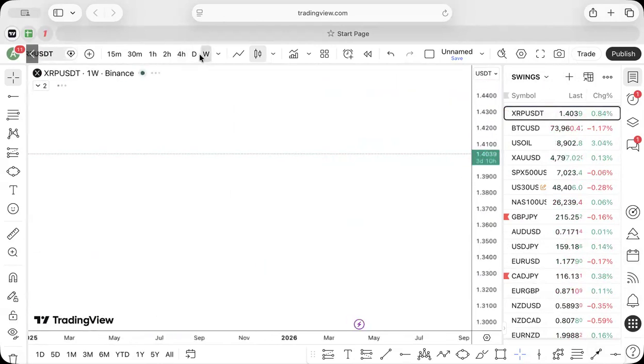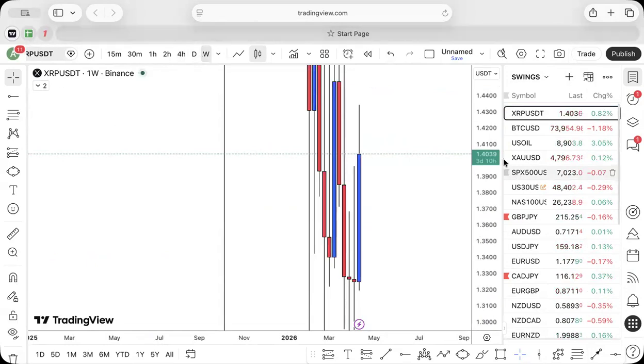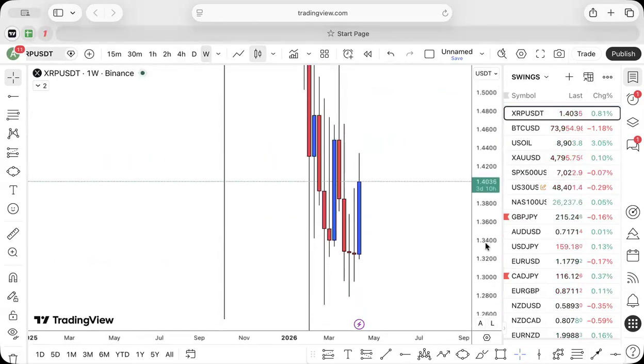XRP on a weekly, this is like so, it's just the vibes we're going for.